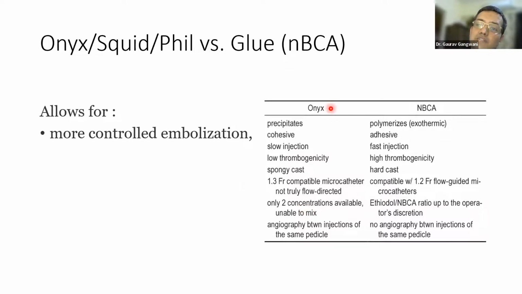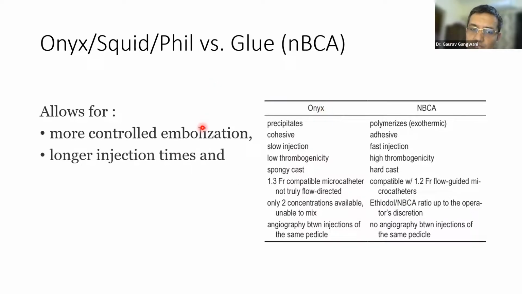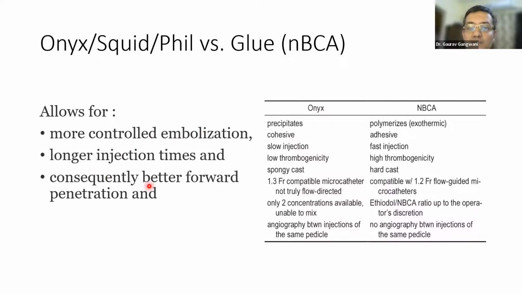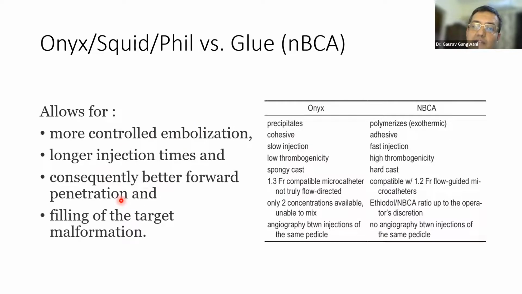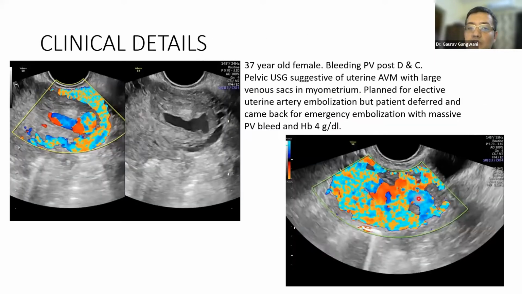So basically the advantages of Onyx or SQUID or FILL is that you have more controlled embolization, longer injection times, of course, because it takes a lot of time for peripheral casting, and then you can still keep injecting for it to penetrate further. But yes, better forward penetration and definitely better filling of the target malformation. So for neuro cases, definitely would prefer Onyx, SQUID, or FILL. But for peripheral cases, of course, glue, because of the cost as well as because of the versatility by which you can form the dilutions right from 10% to 90%. So I'll just show a few peripheral cases also.